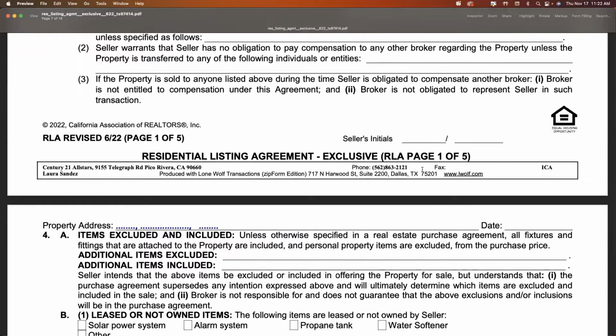So just make sure you're asking that question. Do you have a list of exceptions from your previous broker? If they say no, put "seller states no," and then I would take that extra step of having them initial next to it, that they're acknowledging that they told you there was no list.